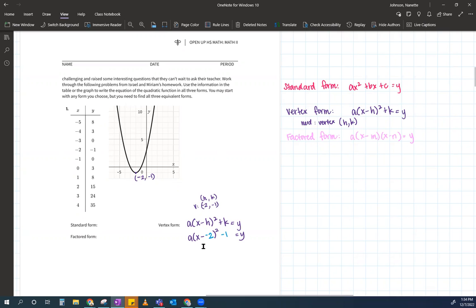So the easiest way for you to grab A, without me going into too much detail on how you could tell, is by just choosing one of these points and then plugging it into our equation so far. Does that make sense? So I'm going to simplify first. I'm going to go A parentheses X plus 2 quantity squared -1 equals Y. And then I'm going to choose a point. I don't care which point you choose. Just give me a point. Which point would you want to use?